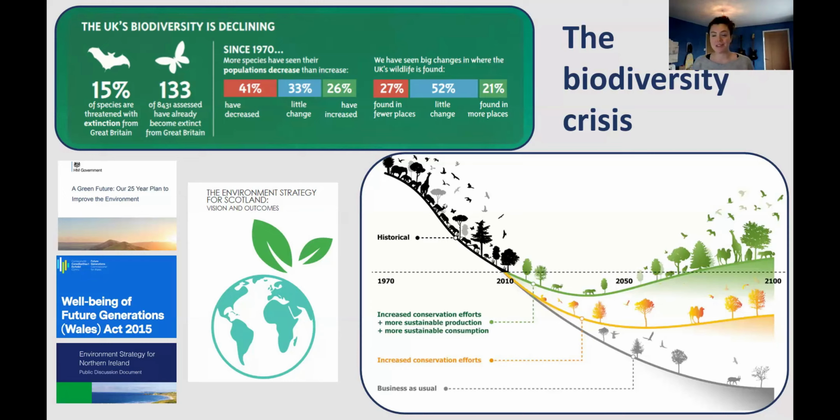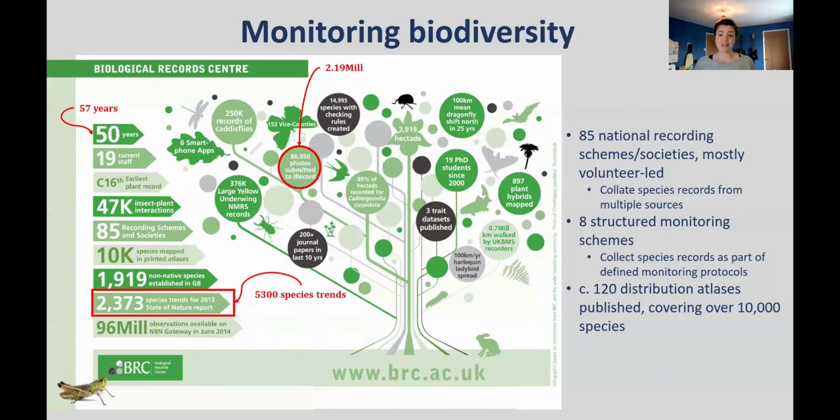Unfortunately, monitoring biodiversity is really tricky. It takes a lot of time, it takes a lot of people, and it takes a lot of money. The Biological Record Centre, that is part of UKCEH, has been a leader and a pioneer in monitoring biodiversity through citizen science for over 57 years now. We work with a number of recording schemes and societies that are mostly volunteer-led organizations, and we collate all these species records from these multiple sources.